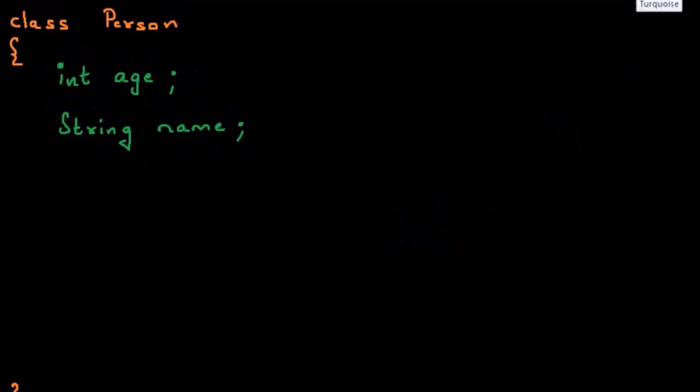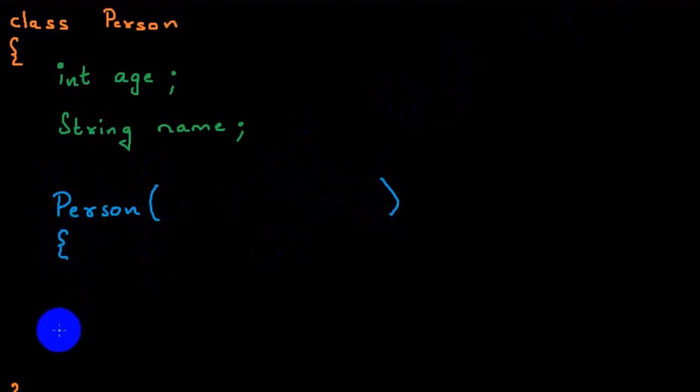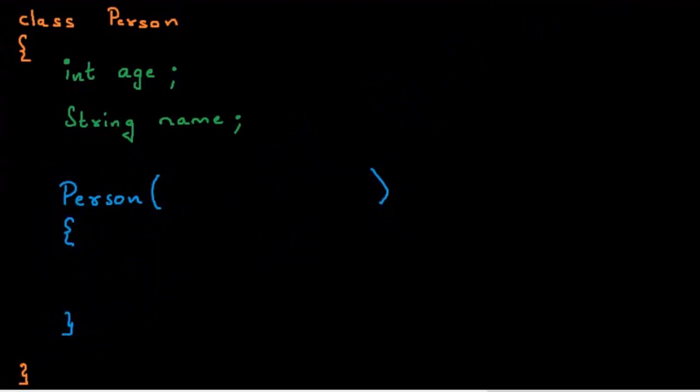Now I want to initialize them with the help of a constructor. Sir, class name and constructor name should be same. So the class name is Person, so the constructor name will also be Person. Open parenthesis, close, and open curly braces, close. The constructor has to accept certain arguments because I want to initialize the age and name. So the constructor will accept the age, and it will also accept the name.